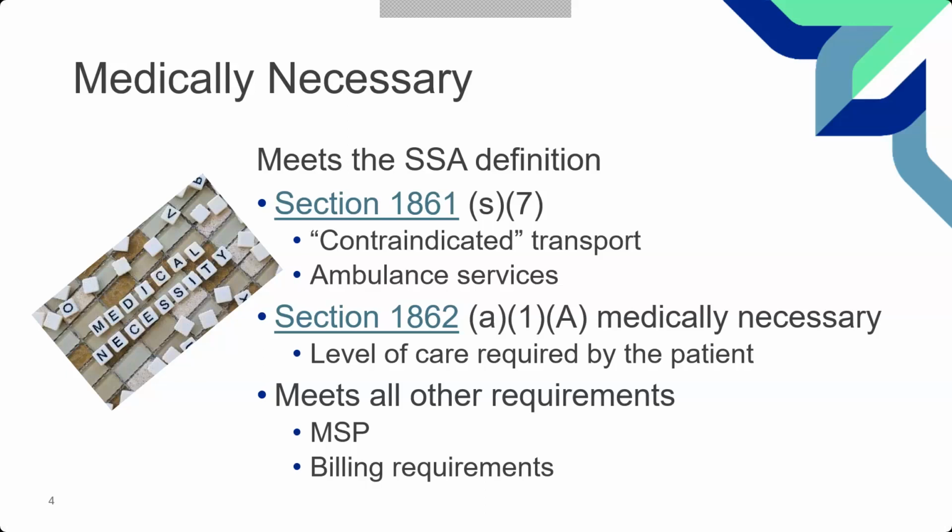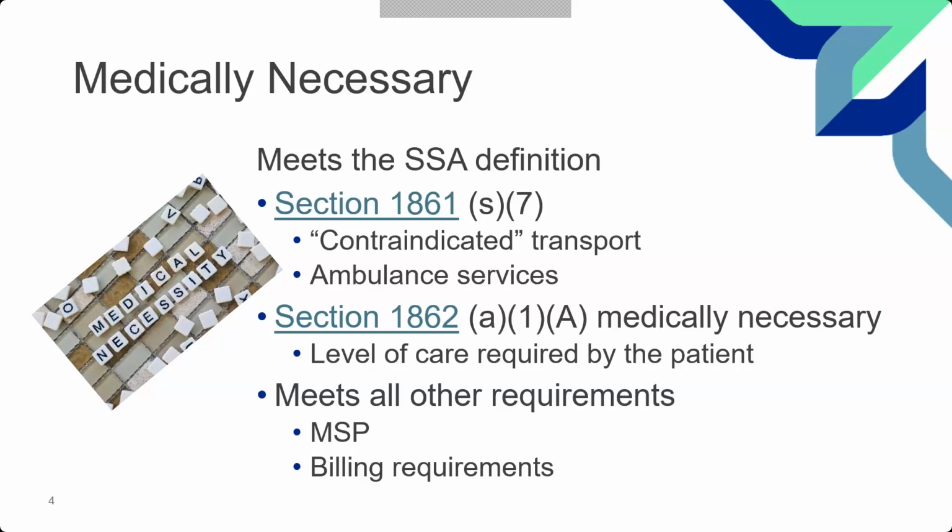Also, contraindicated is defined as the only safe means of transport. So in order to meet the medical necessity requirements, it has to be a transport, it can't be a treat, no transport, and it has to be something that is the only safe means. So if someone could go in a wheelchair van, that is not going to meet a medical necessity requirement. Okay?